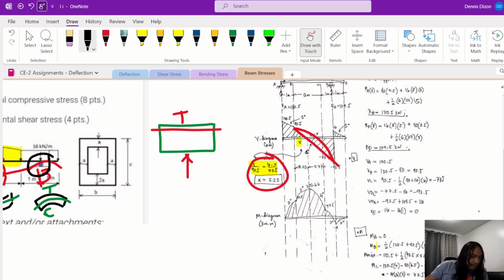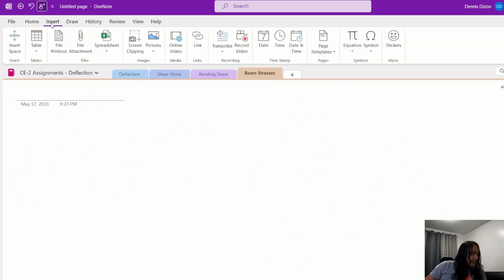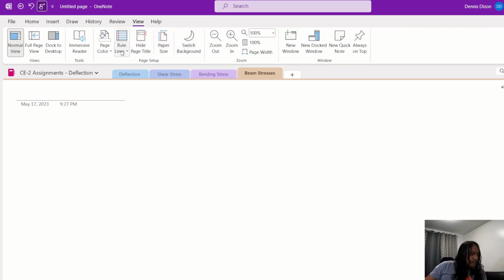So let's have another page. So let's draw again the load.